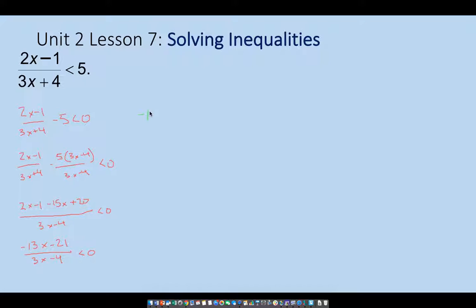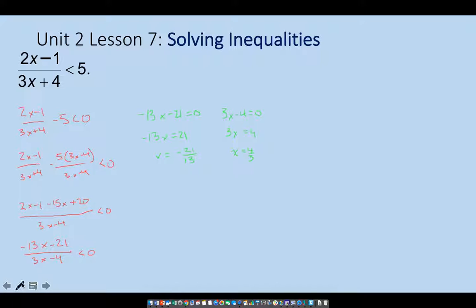So I've got negative 13x minus 21. When is this equal to 0? And then I also have 3x minus 4. When is this equal to 0? This is going to give me my interval. So I got negative 13x equals 21, and so x is going to equal negative 21 over 13. So here's one of my intervals. That's an unfortunate interval. Over here, I just add 4. So I got 3x equals 4, and so x equals 4/3. All right, we've got our spots that make our interval.